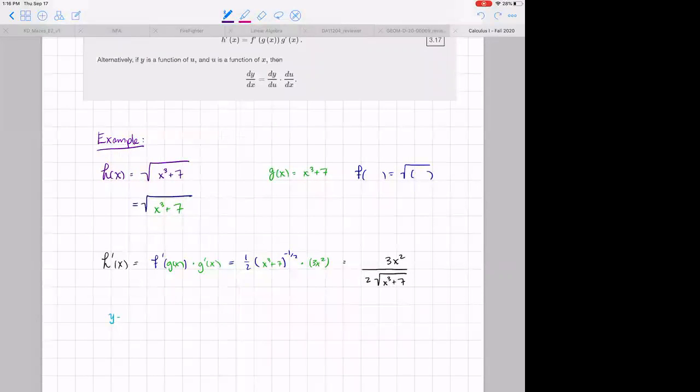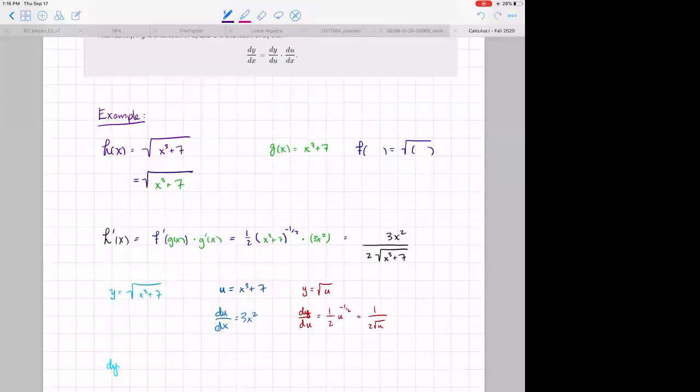The second method is to decompose this as y as a function of u, and then u as a function of x. So we're writing y as the square root of x cubed plus 7. So u will be the function of x, which is x cubed plus 7. And y will be the square root of u. So then dy/du should be, actually I'm going to change my colors here. du/dx is going to be 3x squared. And dy/du is going to be 1/2 u to the negative 1/2, which you can simplify as 1 over 2 times the square root of u.